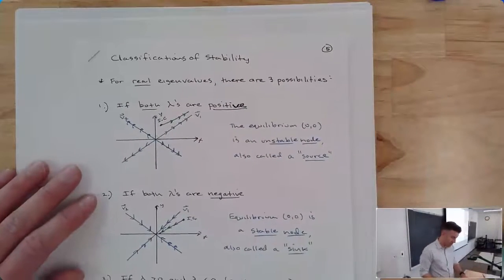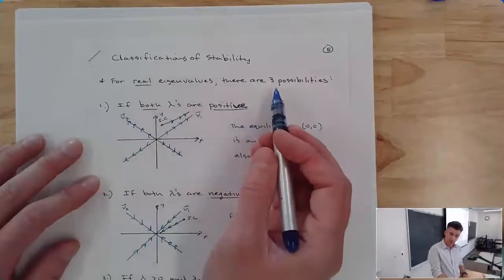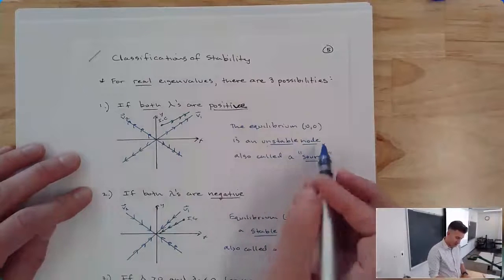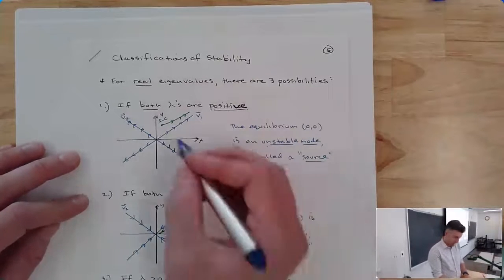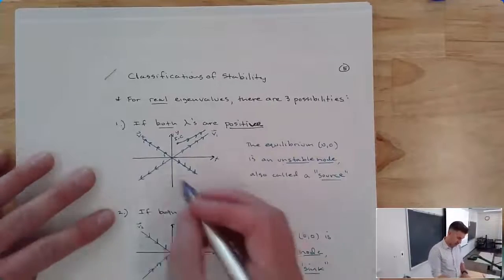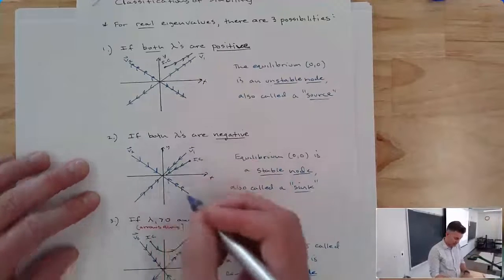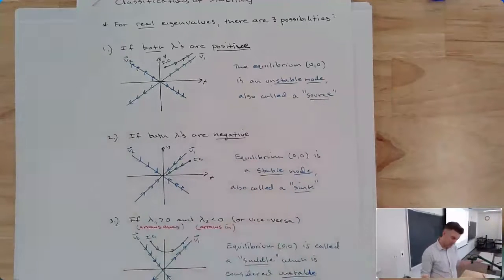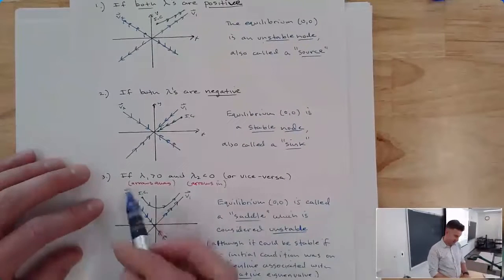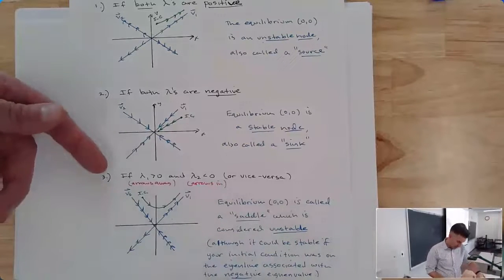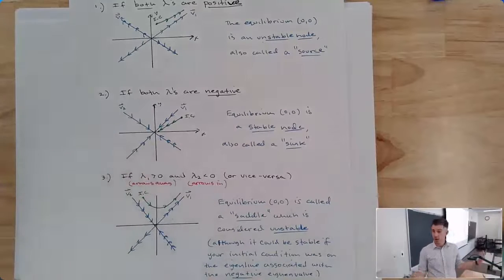If you have real eigenvalues, there are three possibilities. Both eigenvalues are positive. That's when you have an unstable node, also known as a source, and everything points outwards. Or you can have both eigenvalues being negative, everything points inwards, you have a stable node or a sink. And thirdly, if the eigenvalues are opposite signs, one eigenline is pointing away, one eigenline is pointing in, and that's when we have a saddle, which is also unstable. So we always consider a saddle to be unstable.